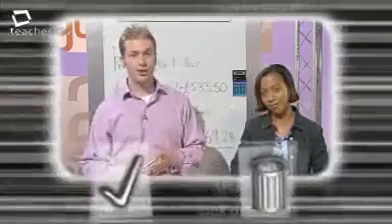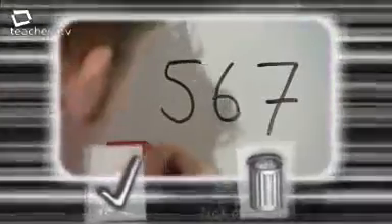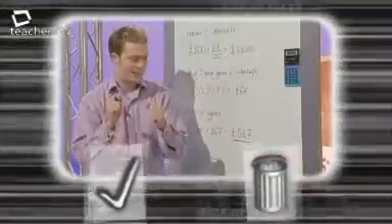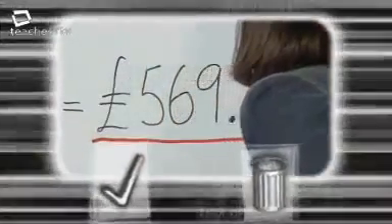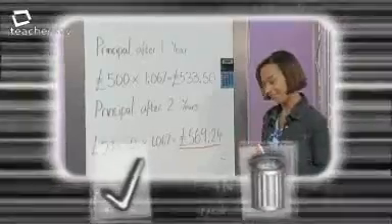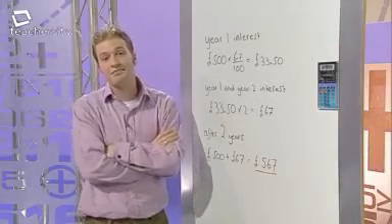So whose working should you tick and who should you trash? Did you spot the deliberate mistake? Was Jamie right with an answer of £567? Or was Katie right with an answer of £569.24? OK, I was wrong.